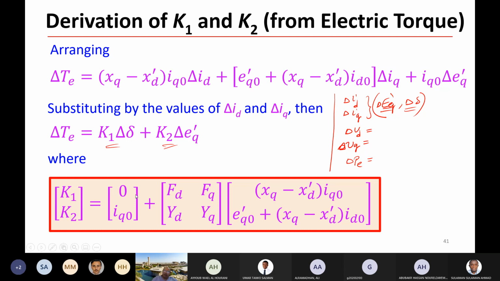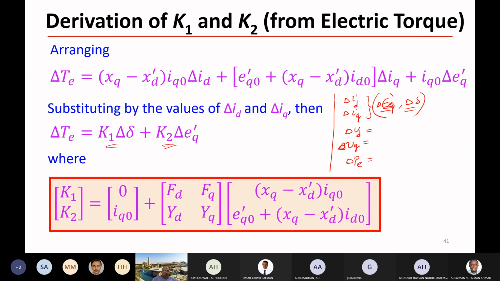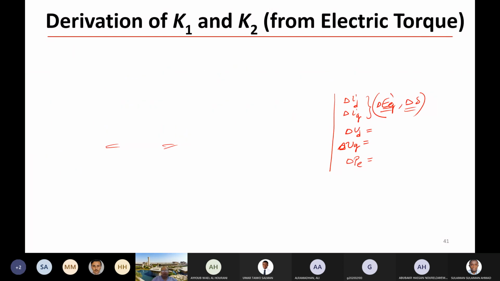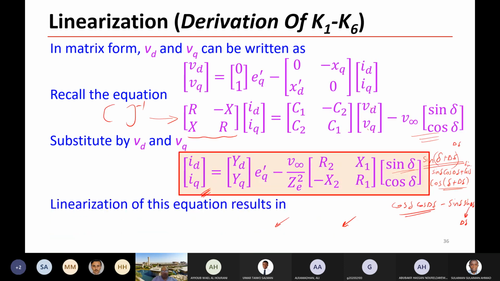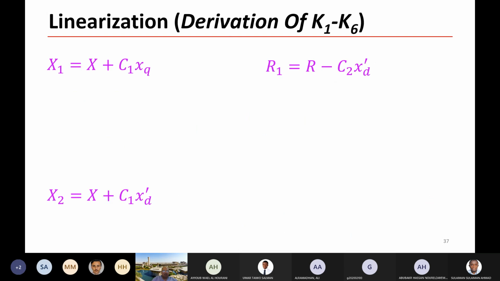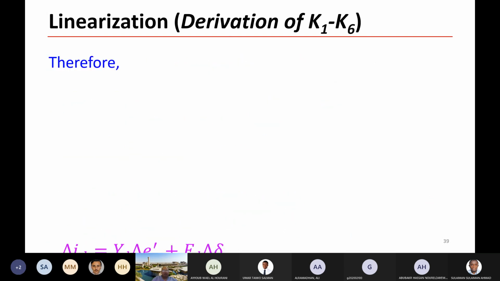Things are clear guys or not? Before going to K3 and K4, if it is clear, okay, let us move forward, if there is no question.